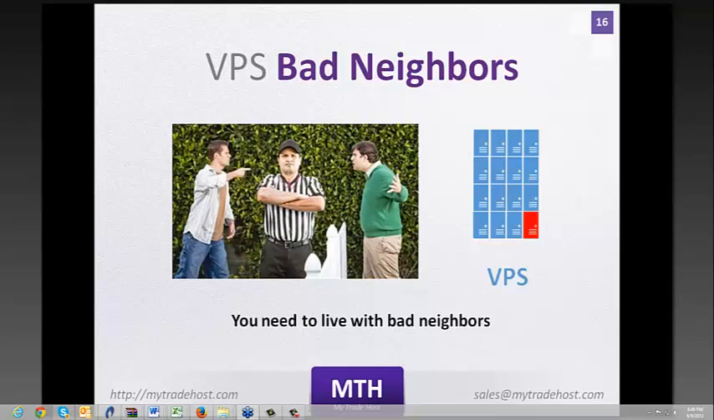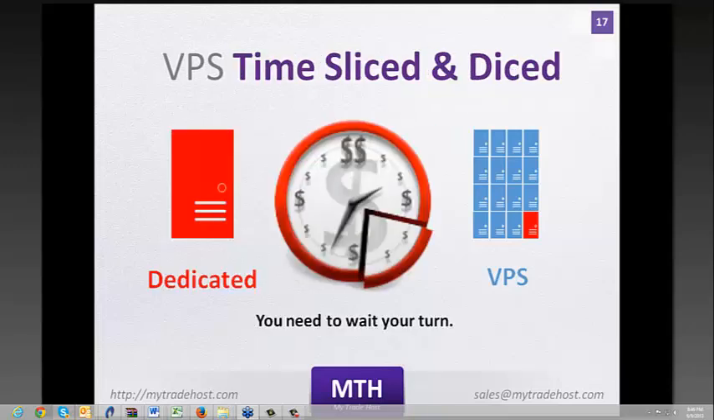Don't believe hosting vendors when they say VPS are their own isolated containers. This is simply not accurate. VPS give you your share or slice of the computer resources, but they're on the same hardware. For CPU and hard drives, you need to wait your turn. Though measured in milliseconds, that time share is still critical.